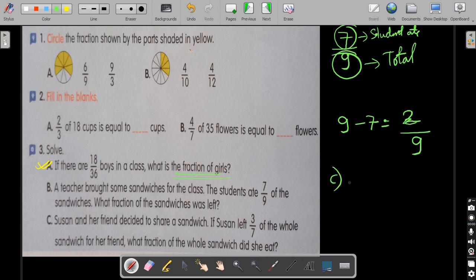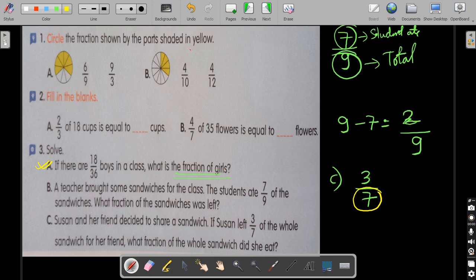Similarly in question number 3, Susan and her friend decided to share a sandwich. Susan left 3 by 7 of the whole sandwich. What fraction of the whole sandwich did she eat? So 3 by 7. Total how many parts were there? Let me put a different color, then it will be easy for you to understand. Total part was 7.